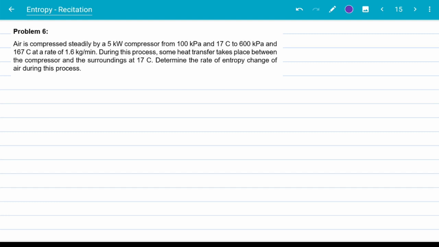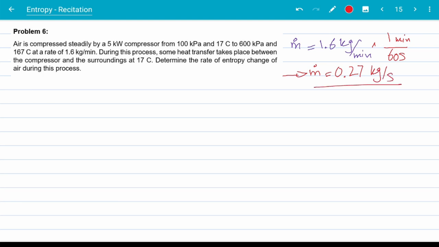So first things first, we need to change the m dot from 1.6 kilograms per minute to something kilogram per second. In order to do that, I'm going to multiply this by 1 minute over 60 seconds. Now, if I do that, I get that m dot is 0.027 kilograms per second. Now, this is a unit that we are comfortable working with. For ideal gases, the change of entropy is Cp natural log of T2 over T1 minus gas constant R natural log of P2 over P1. So all the information we need is given in the problem.